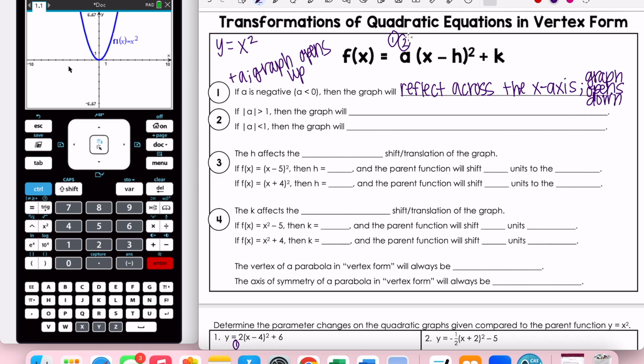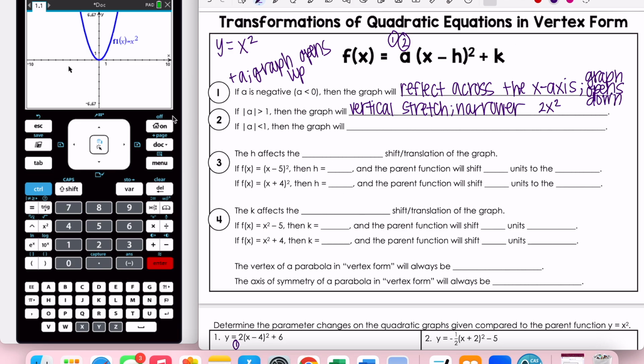Then we want to actually go ahead and look at the value of a. So if a is greater than 1, then we call that a vertical stretch. And what that looks like is your graph becomes narrower. So an example of that may be something like 2x squared.